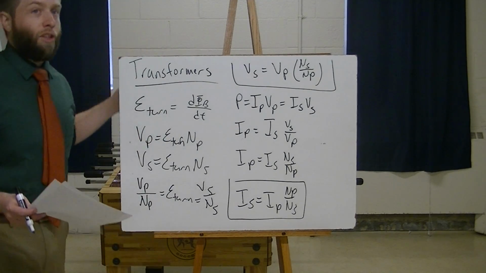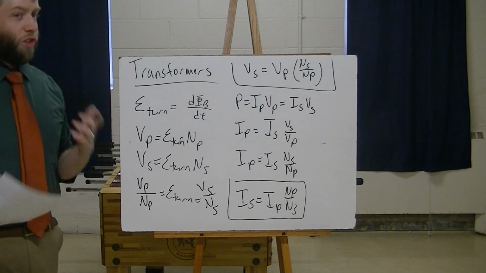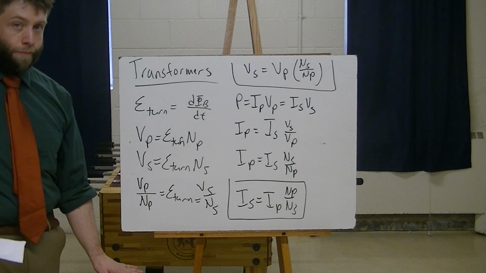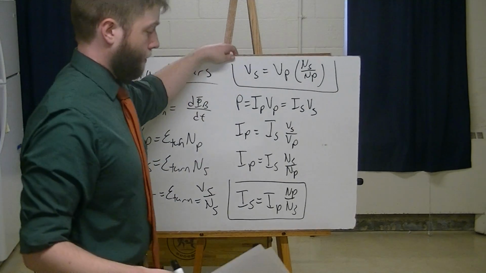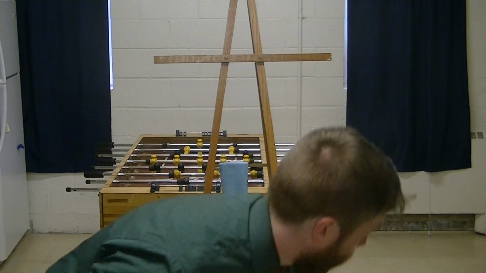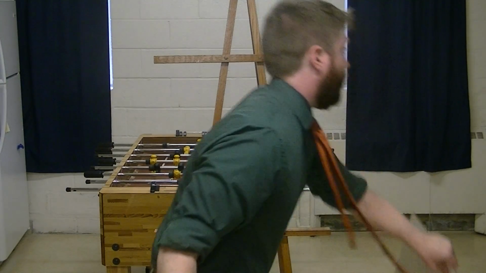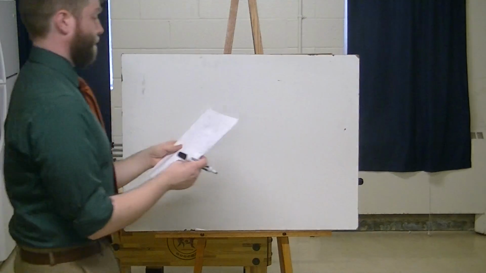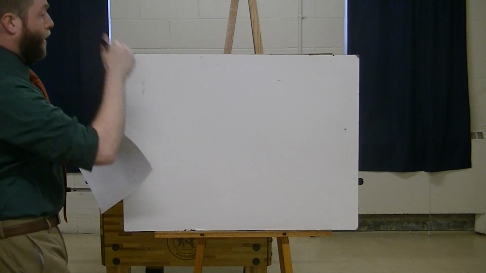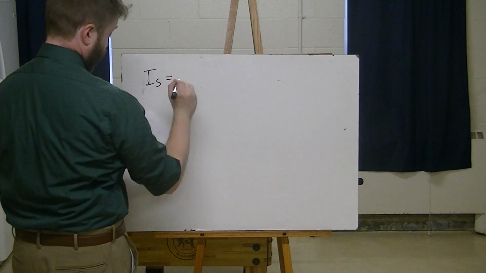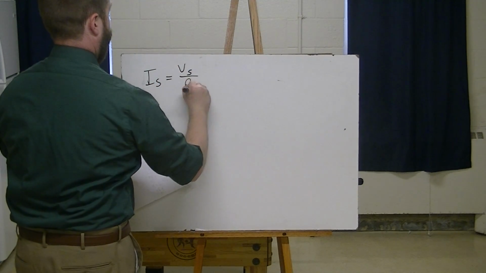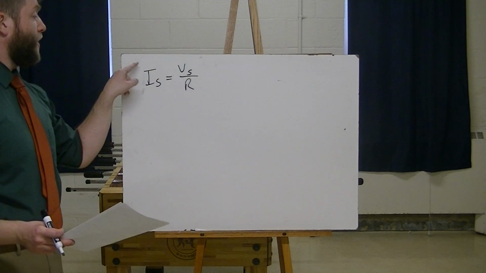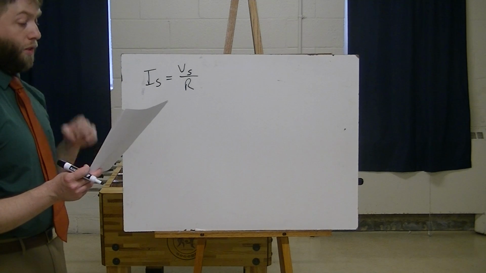Okay, finally we want to take a look at what the equivalent resistance looks like on the secondary wire. So please pause, take a look at this. Now we want to see what the equivalent resistance looks like in the secondary wire, okay? So let's remind ourselves that I of the secondary is equal to V of the secondary divided by the resistance. I'm using Ohm's law here right now.